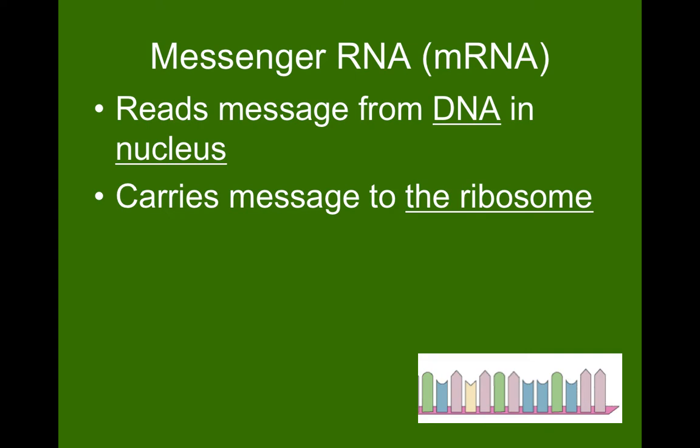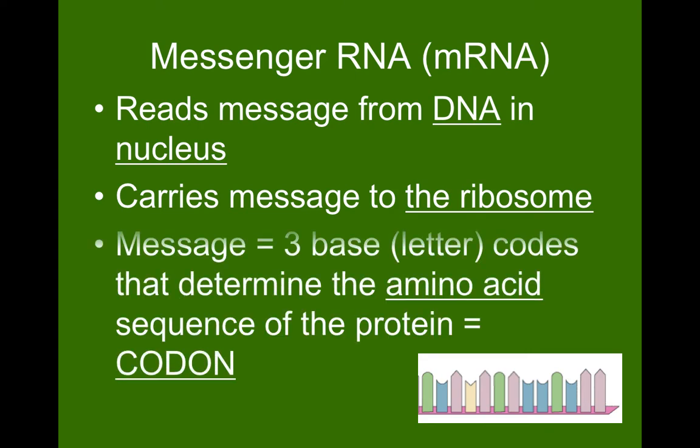Now, the message that it carries is actually made up of three letter words, so to speak. So every three bases, so you've got your sequence of A's, C's, G's, and U's, every three bases is called a codon, and each codon, each set of three letters, codes for a specific amino acid in the sequence. And we'll be working more with codons, like I said, a little later.